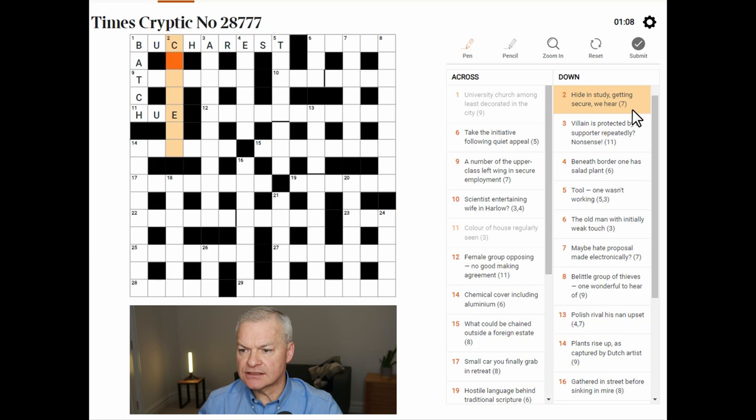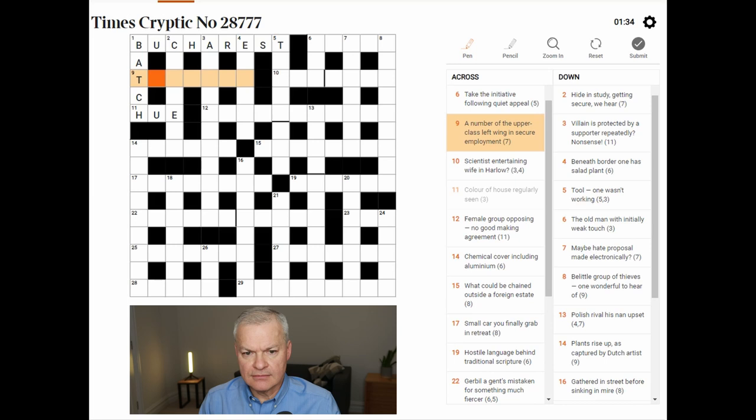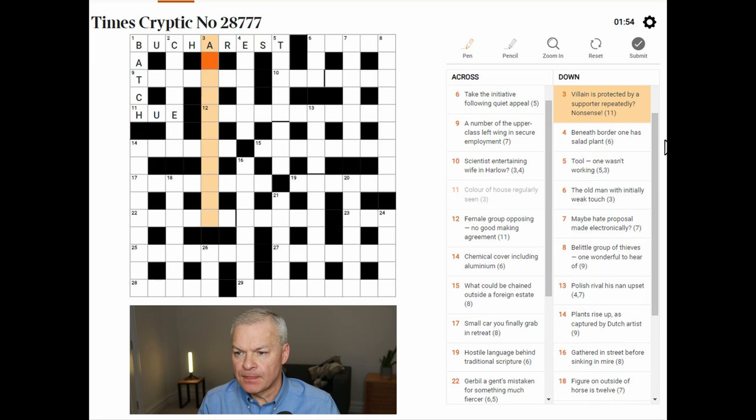Hide in study, getting secure, we hear. Hide in study. Study could be con. Getting secure, we hear. No, not getting that. A number of the upper class left wing in secure employment. Nope. Villain is protected by a supporter repeatedly. Nonsense.